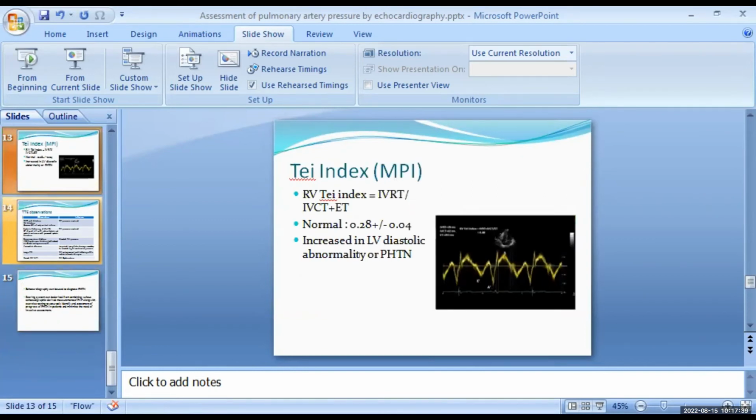Tei index or myocardial performance index is also TDI based imaging. We can calculate the Tei index by calculating IVRT divided by IVCT plus ejection time. Normal value is 0.28 plus minus 0.04. If PA pressure is more than 35 mmHg measured by TR peak velocity and Tei index is more than 0.36, it is suggestive of pulmonary hypertension.